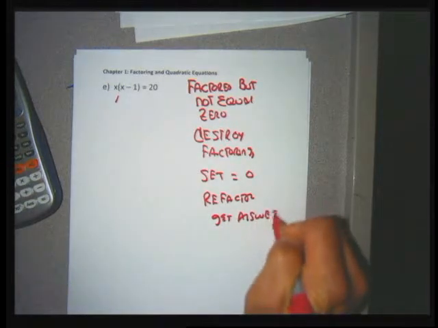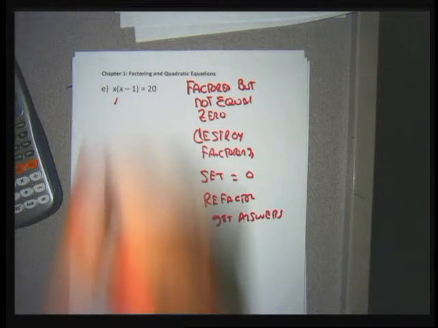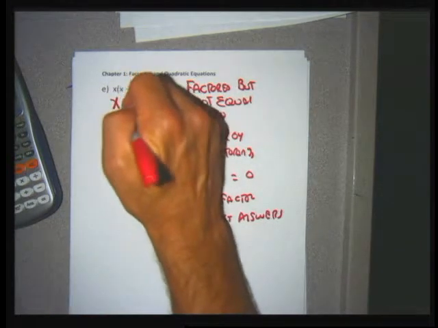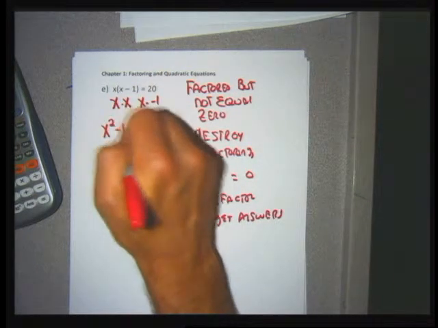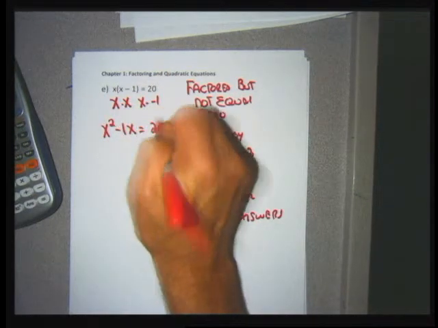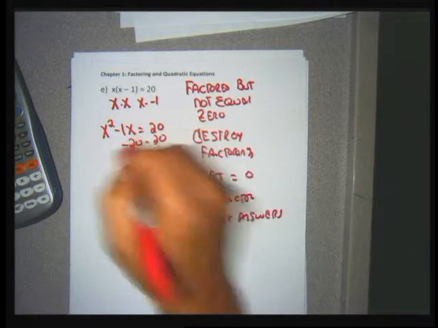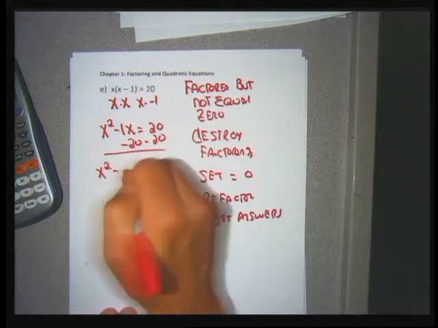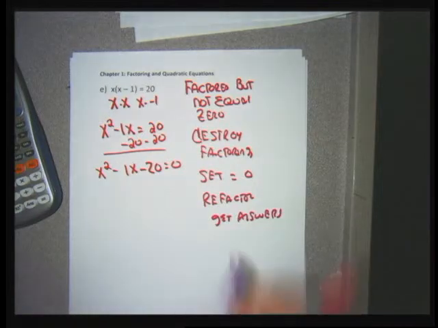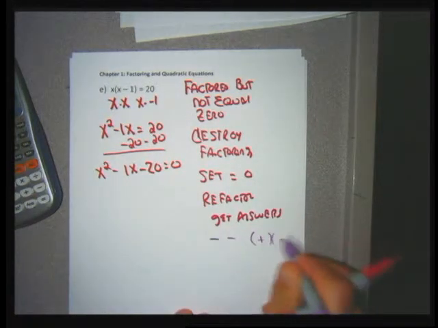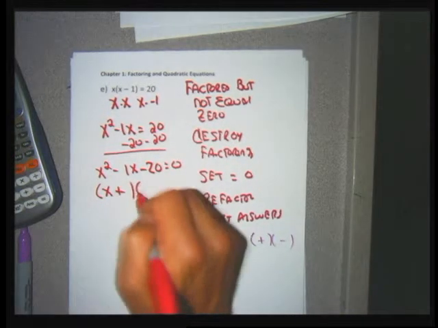And the next two problems fit that bill perfectly. They're factored but not equal to 0. So I'm going to destroy the factoring by going x times x and x times minus 1. That's going to give me x squared minus 1x equals positive 20. Now I'm going to minus 20 and minus 20 and get x squared minus 1x minus 20 equal to 0. And my template for this, a minus minus, is a plus minus. So I'm going to go x plus and x minus.